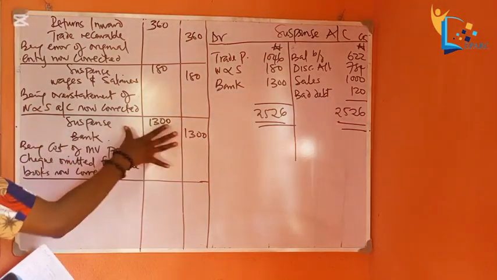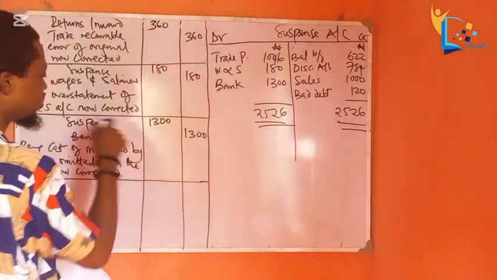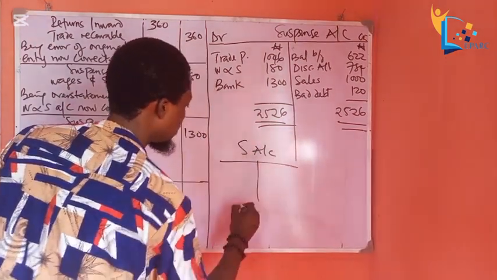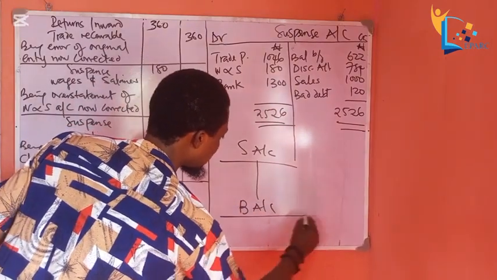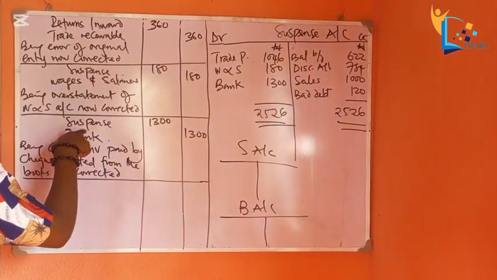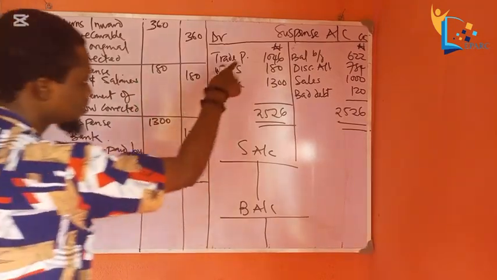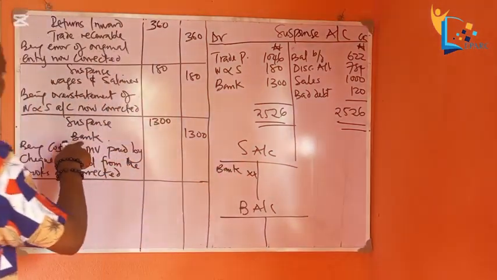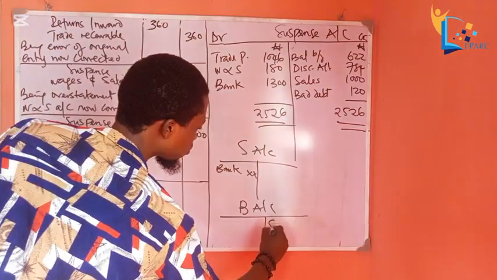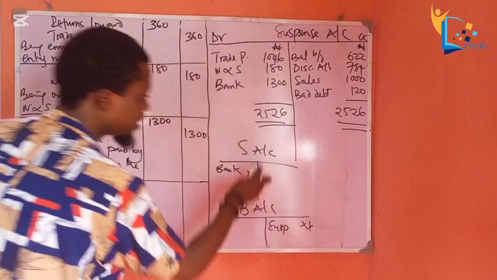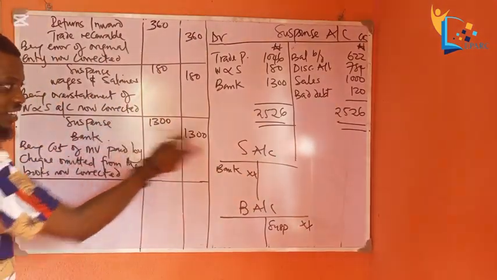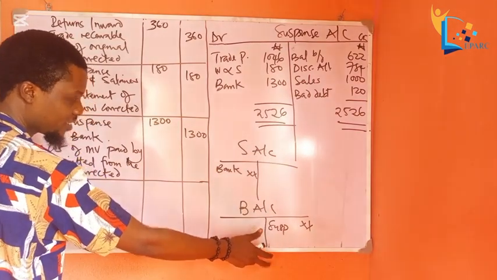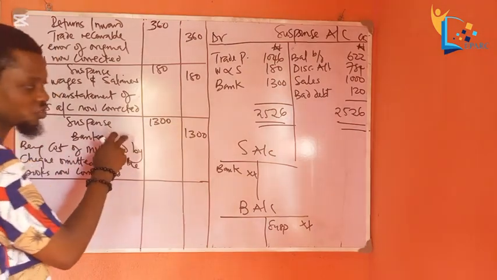Now let me interpret this. This is what it means. Suspense account, bank account. In suspense account, bank is debited. See, bank. Then in bank account, suspense is what? Debited. Suspense. This is what you're saying on this journal, this is it here. Do you understand? This is what it means. This is the interpretation of what you're seeing on this journal.